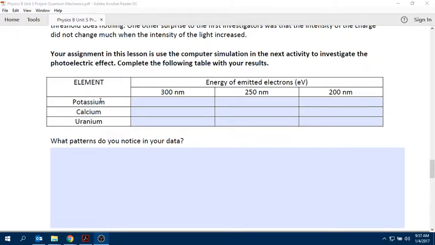We are testing three different metals: potassium, calcium, and uranium. And we're testing them for their photoelectric effect, which is when photons of different wavelengths, so different energies, are fired at a plate of this pure element. What is the energy of the electrons that are ejected from that?